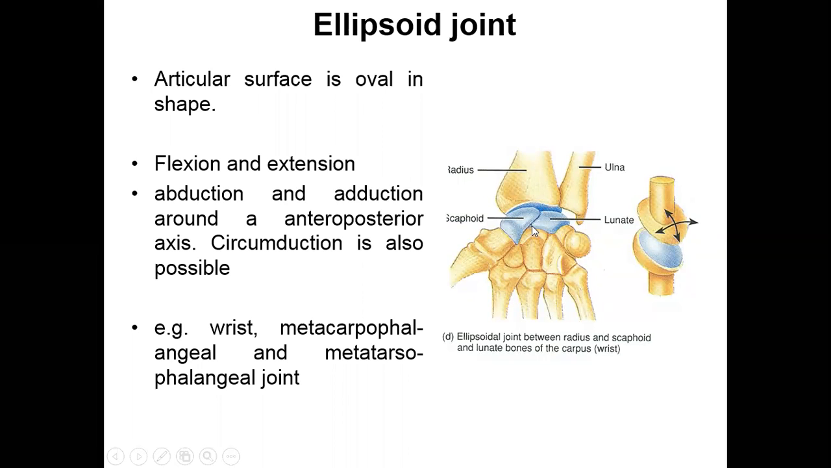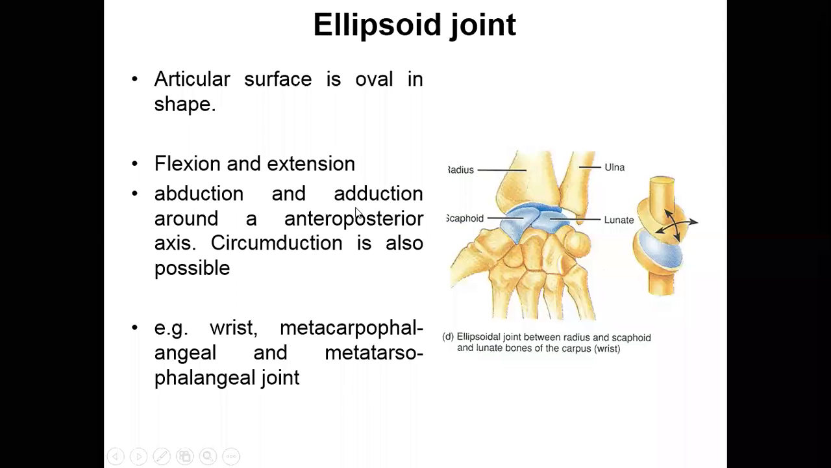So we are expecting one more axial movement here, that is abduction and adduction. Abduction and adduction occur at anteroposterior axis, and circumduction is also possible here. So majorly the flexion, extension, abduction, adduction. Other examples, metacarpophalangeal joint and metatarsophalangeal joints. You will better understand what these are in later slides or later classes. So this is the second variety of biaxial joint, ellipsoid.